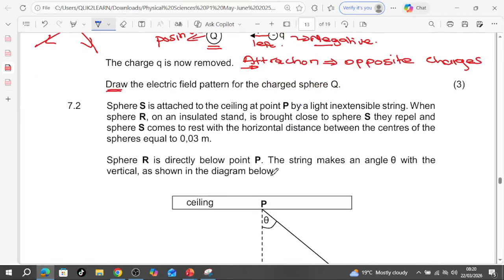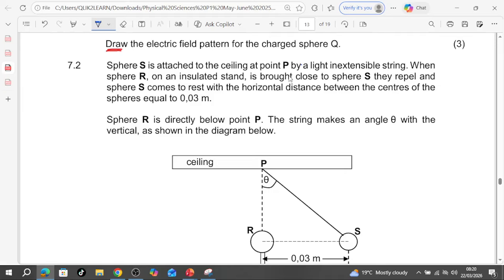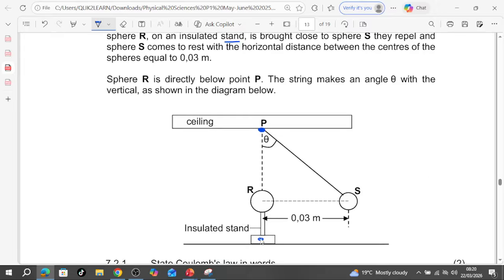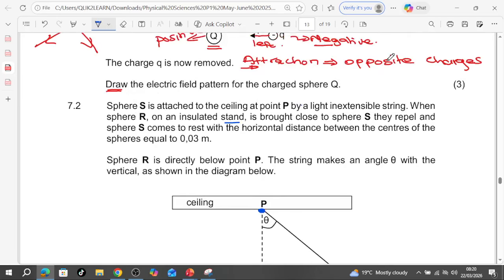So now let's go to 7.2. Sphere S is attached to the ceiling at point P by a light inextensible string, and sphere R is on an insulated stand. We can see the stand. Then they say that R is brought close to sphere S, they repel, and sphere S comes to rest at a horizontal distance. So when they bring this close to that one, they repel. This one goes in one direction, this one goes in another direction. I feel like I'm moving fast now, right?